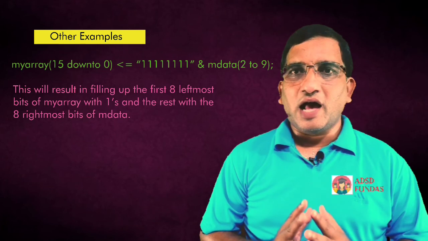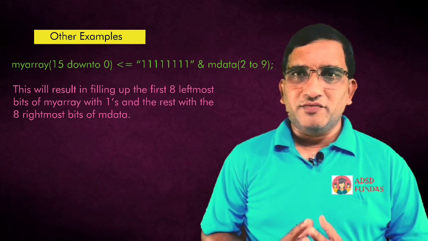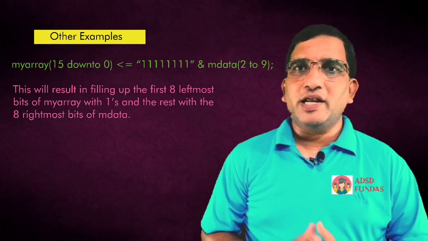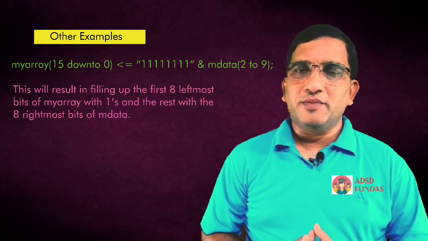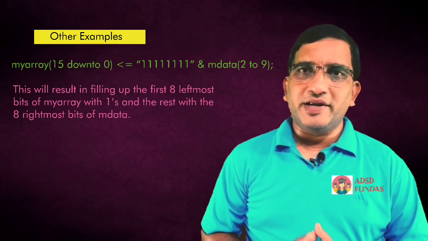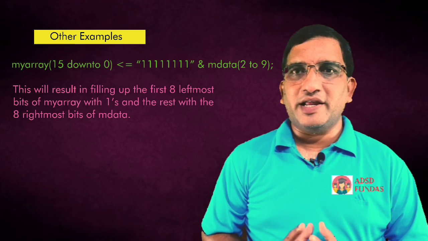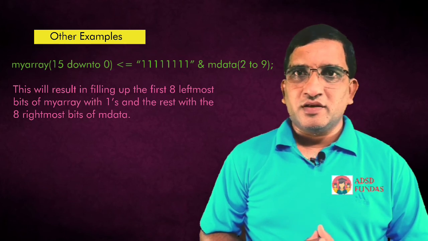After the execution of this statement, the result will be 16 bits, and out of these 16 bits, the upper 8 bits will be 1111 1111, and the lower 8 bits will be taken from the signal m data, because if you see the range of m data, 2 to 9, you get 8 bits. So the 8 bits of m data will be combined with the 8 bits given in the statement, and you will get 16 bits, right?